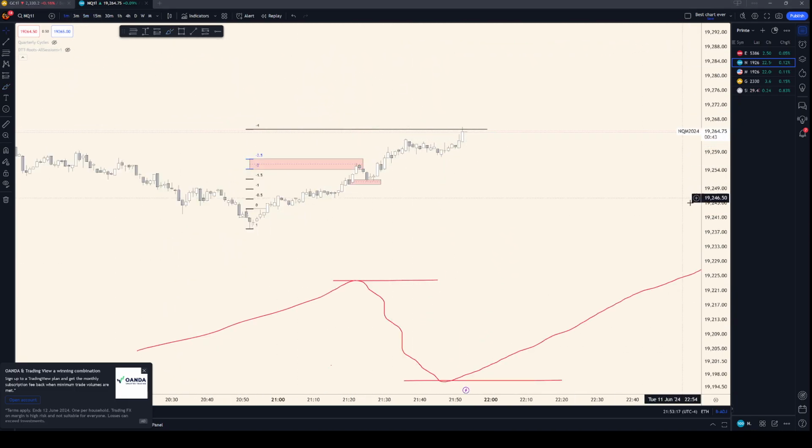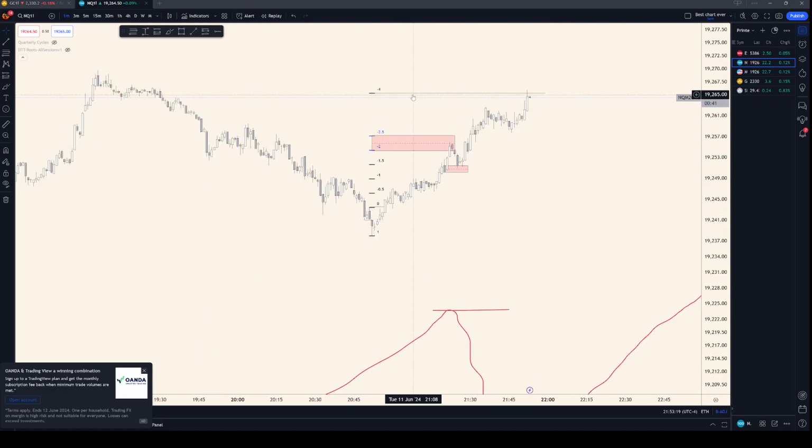Funny enough, this ended up hitting the 4th standard deviation right there, and it did it pretty beautifully. You can see that manipulative swing, distribution through the standard deviations right here, hit the 2 to 2.5 zone, retrace to a PD array, and then continue until it hit 4. That's ideally how we want to see it happen all the time.